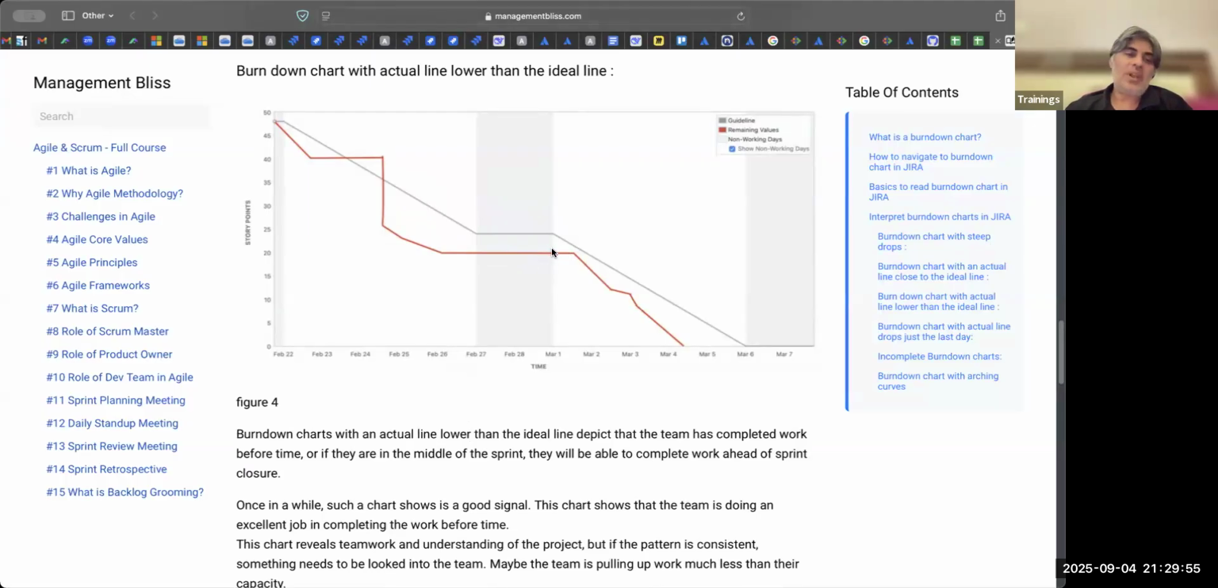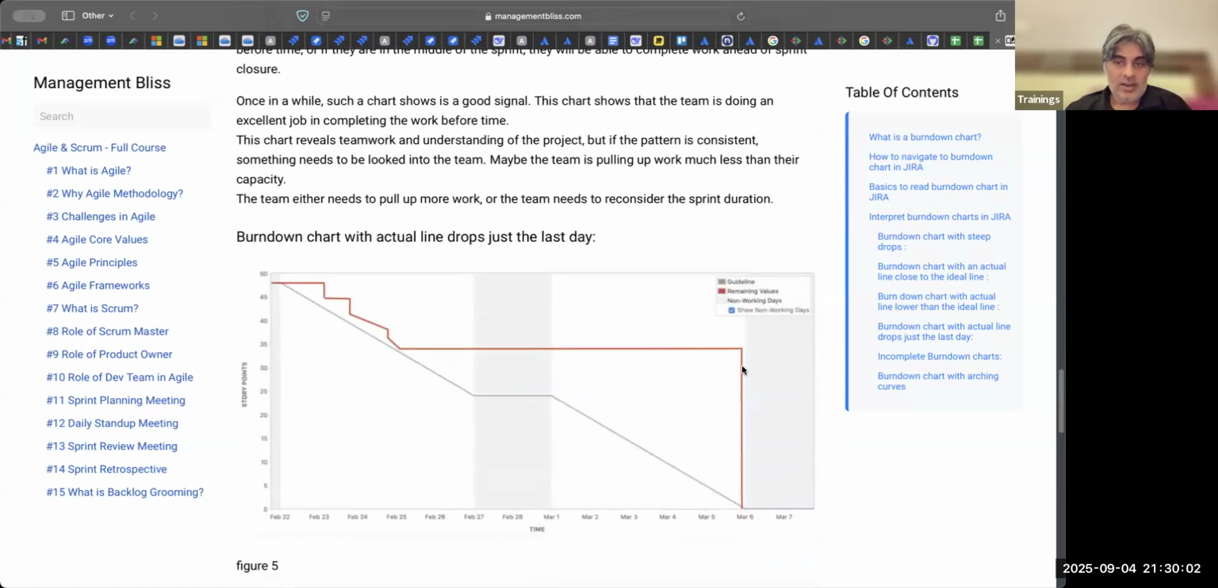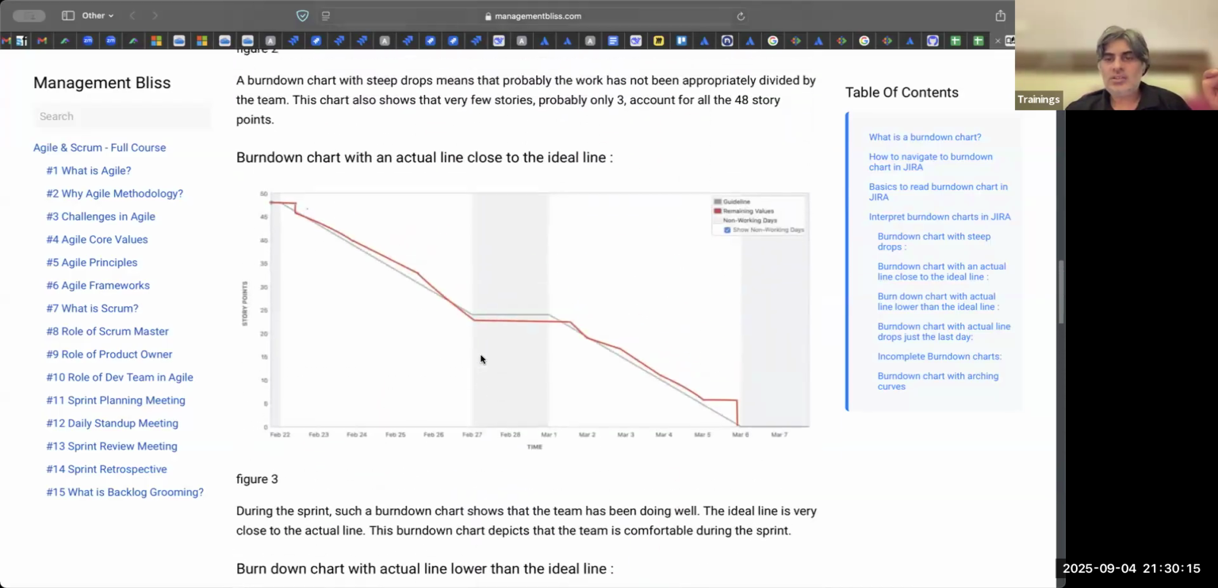A horizontal line means, simply, work is not getting closed in Jira. And a vertical line on the last day means suddenly people are closing everything. So horizontal line, vertical line, those two things should be avoided. Then it should be a nice downward sloping curve. Ideally, something like, no, wait, I'll show you.